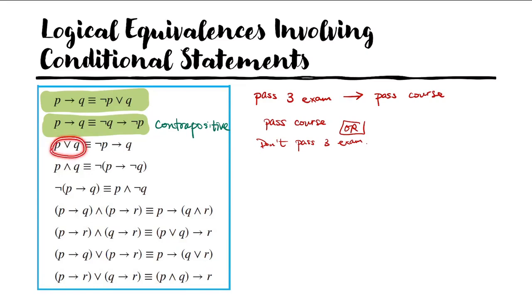Okay, so here we have P or Q. This is equivalent to not P implies Q. And P and Q is equivalent to the negation of P implies not Q. These two you can derive from the first one here and the rule we learned in the previous slide.